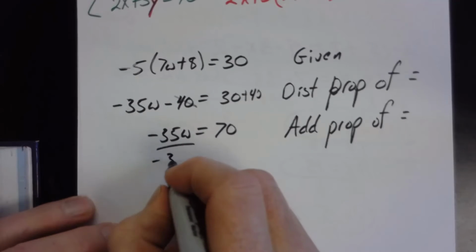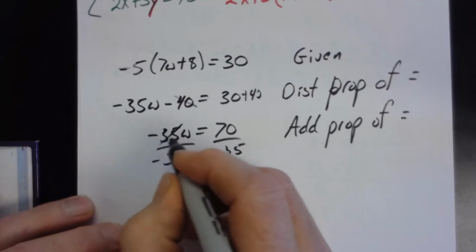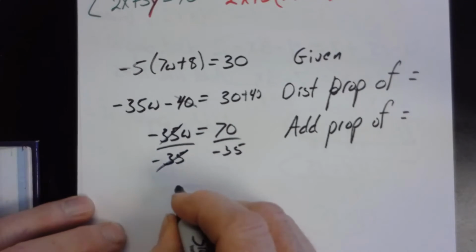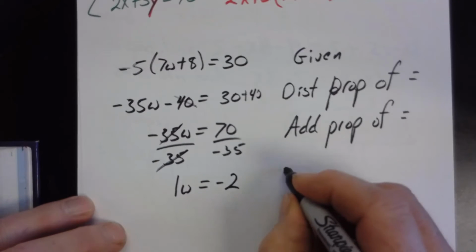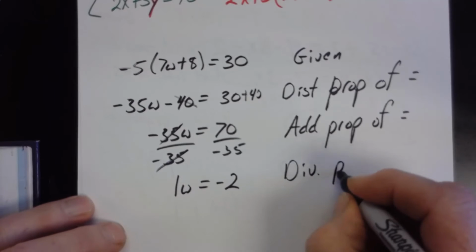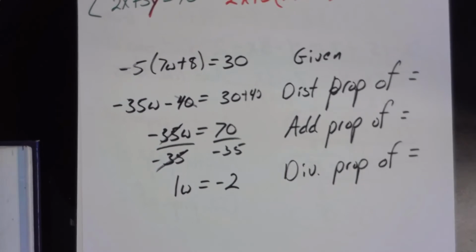Okay, then division. So then we divide both sides by negative 35. So remember, we want this coefficient to be 1. So positive 1W equals negative 2. And that is the division property. And that's it. You're done. Got it? It's a bit of writing, but not a big deal.